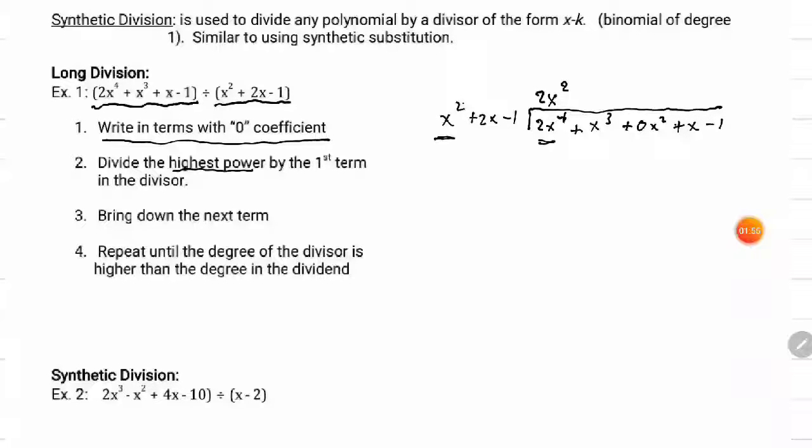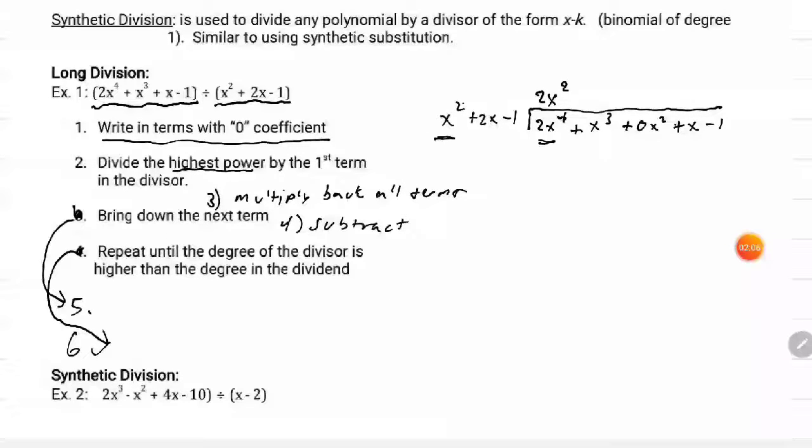Now, I need to multiply back. I had to fix my notes there because these steps were written incorrectly. So just to review, step 2: divide the highest power, the first term, by the divisor. How many times does x squared go into 2x to the 4th? It goes in 2x squared times.